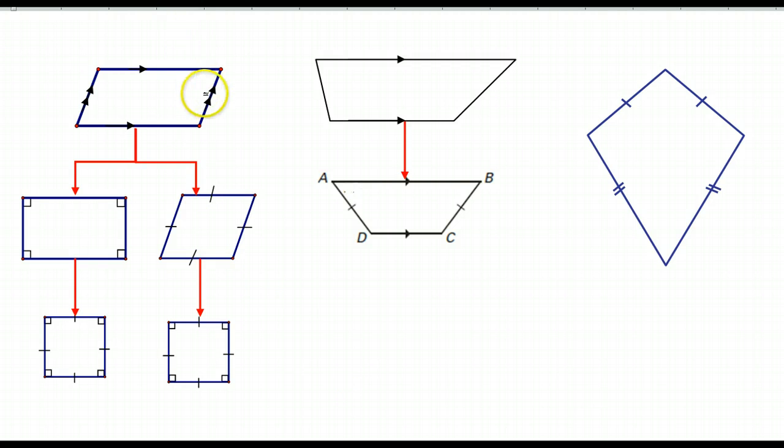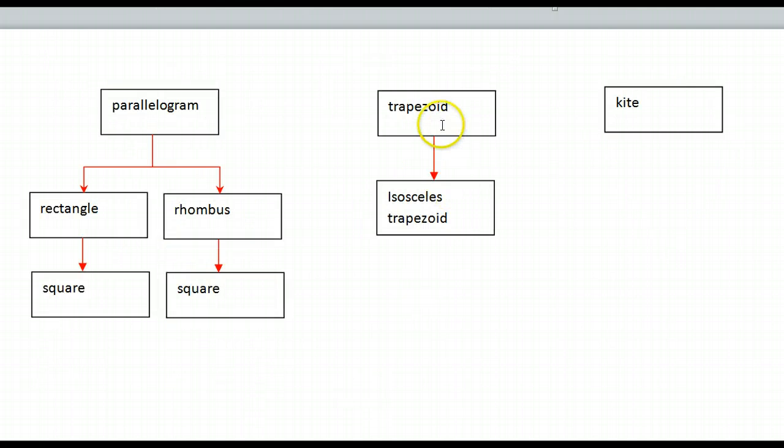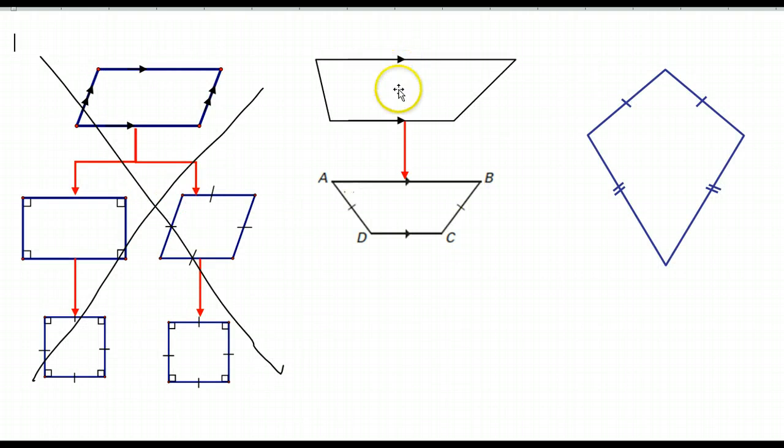So we can eliminate all of those options. It's not a parallelogram, so therefore it's not a rectangle, rhombus, or a square. So that leaves us with either trapezoid or kite. Let's go to trapezoid next. Okay, is it a trapezoid? Well, the definition of a trapezoid is it will have exactly one pair of parallel sides.